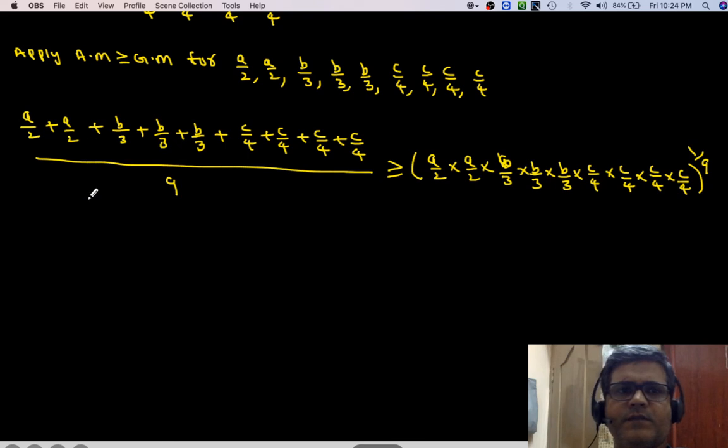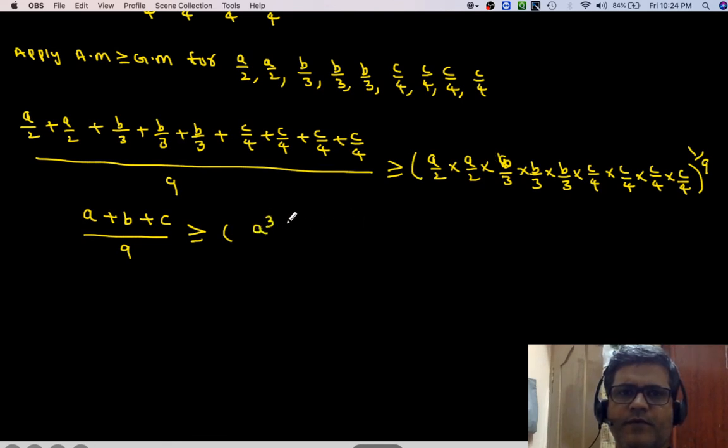So here a by 2 plus a by 2 is a, because we have written a as a by 2 plus a by 2. Therefore again, a by 2 plus a by 2 is a, b by 3 three times is b, c by 4 four times is c, over 9 is greater than or equal to a square b cube c power 4 over 2 square, 3 cube, 4 power 4, whole power 1 by 9.